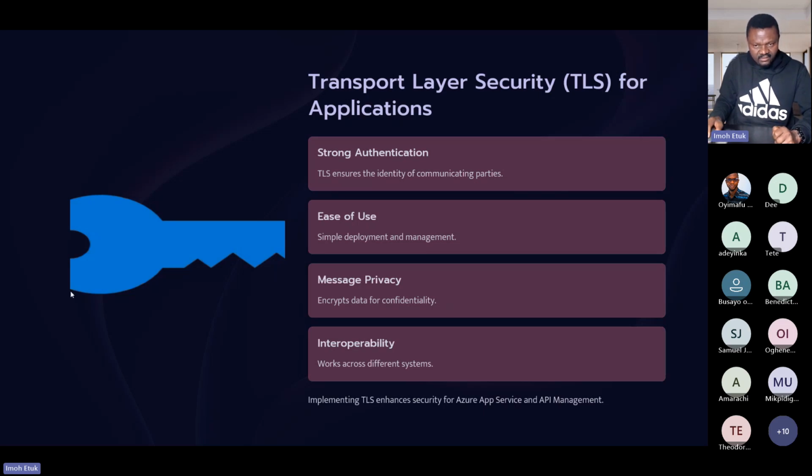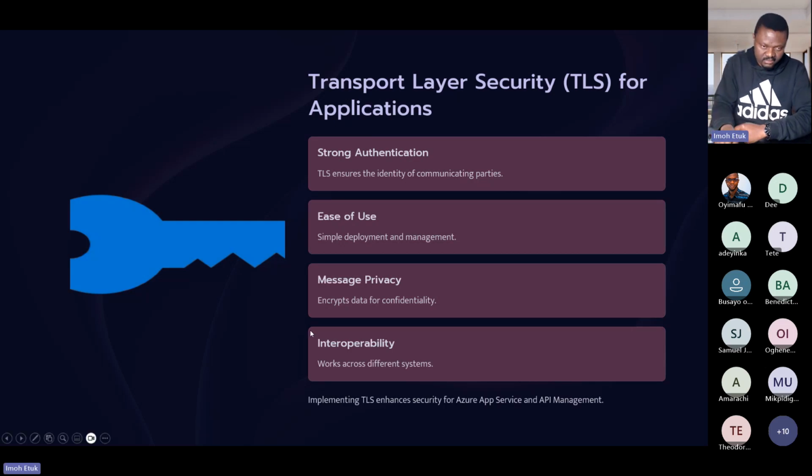Now, aside from that, it also offers us message privacy and integrity. I've spoken about that. Your message is also protected with the SHA-256 algorithm. So you can also enjoy what is known as perfect forward secrecy, a protocol that also operates while your messages are transporting from one point to another. So overall, implementing TLS on Azure enhances security for Azure App Service and API Management.